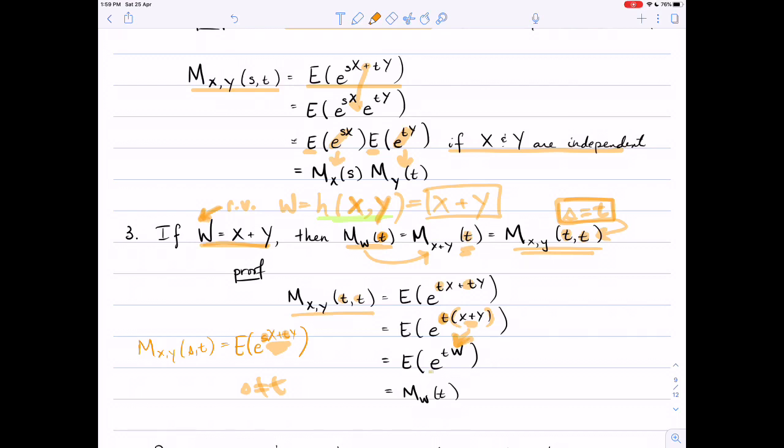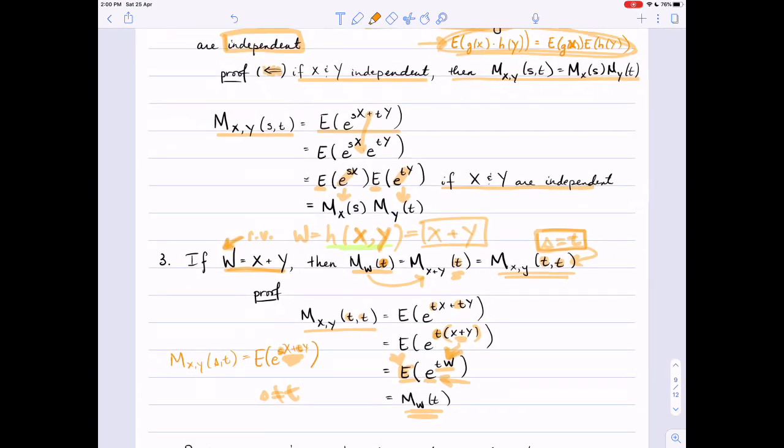And so we have the expected value of e to the t times w. The expected value of the exponential, the expected value of e to the tw, well, that's the definition of the moment generating function for w.